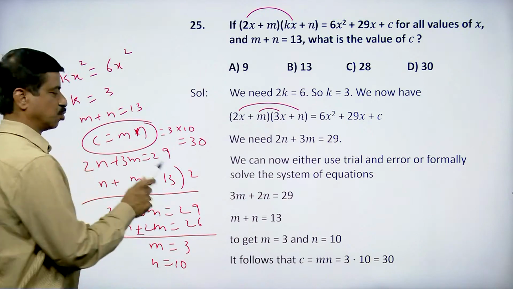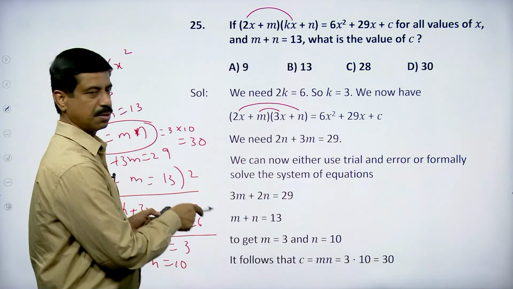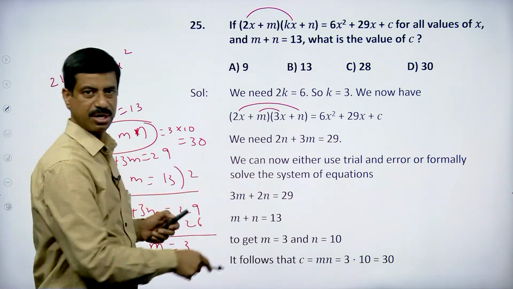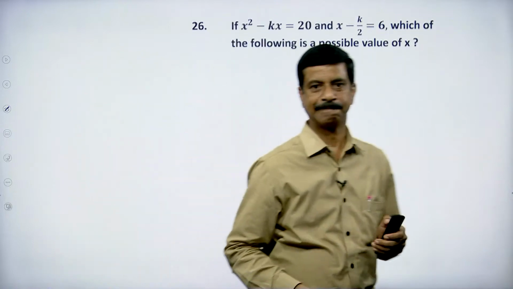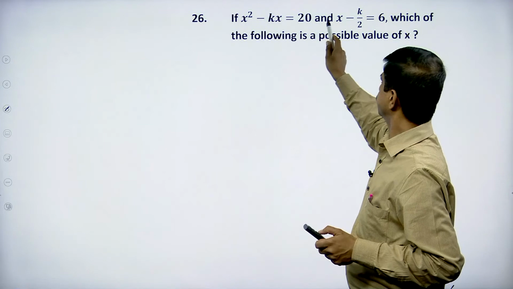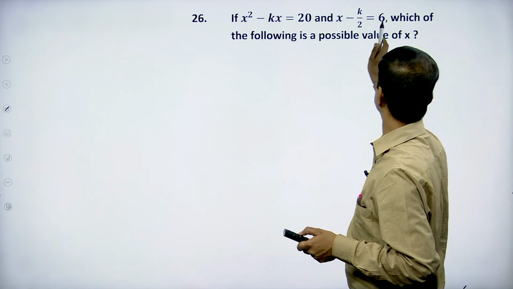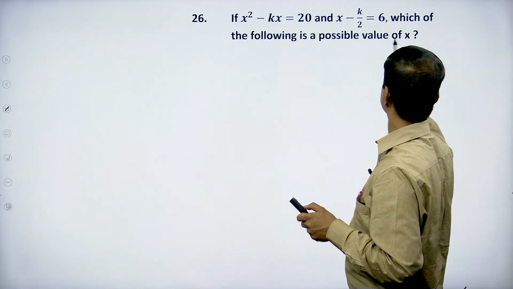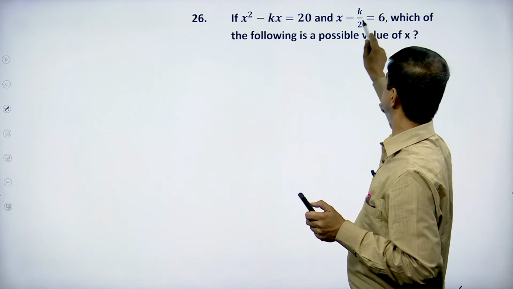Yes, children, let us move to the next question or problem. This you have already copied, so let's move to the next one. x square minus kx equal to 20 and x minus k by 2 equal to 6. Which of the following are possible values of x? Means x equal to 6 plus k by 2.